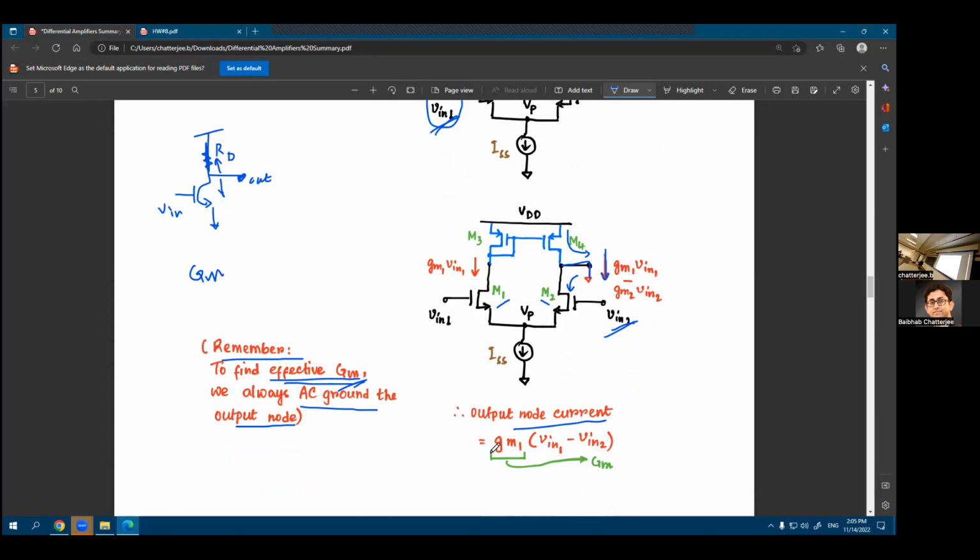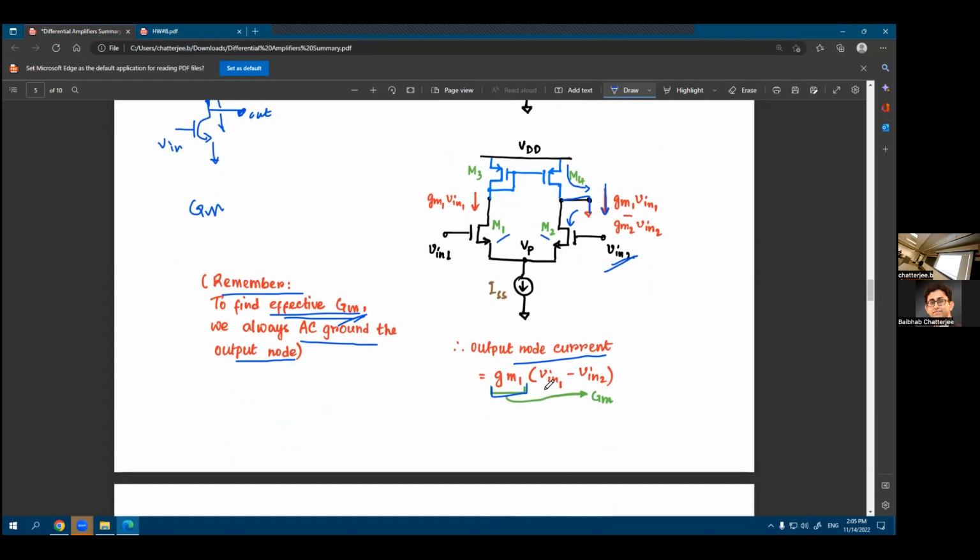So your effective capital GM is equal to small GM1, because the other quantity is V in 1 minus V in 2, that's your differential input voltage. The differential input voltage multiplied with GM1 gives you your output node current, right? So your capital GM, or the effective GM, is still the small GM1, which is in essence equal to the small GM2.